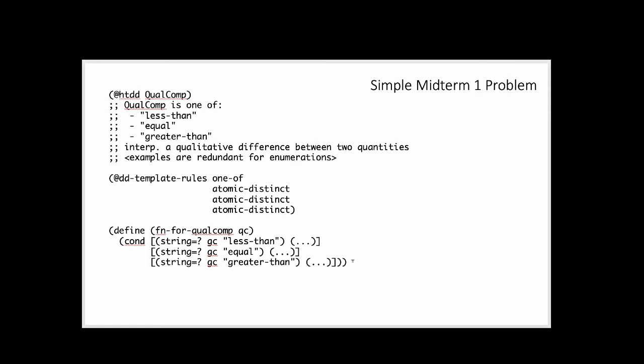But we put a little bit more emphasis on the systematic production of a template, a 1-argument function for operating on a QualComp. And what we want the students to do is write not just the template, but also the rules that they use to form the template. So, this says, well, there's a one of, and then there's 3 atomic distincts.